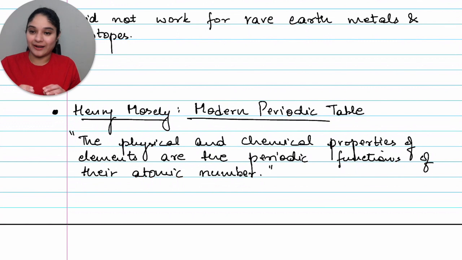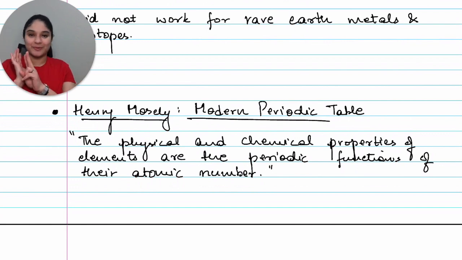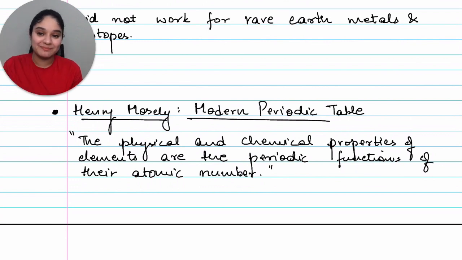This guy was smart enough. What he did was that since the last person said to put them in the increasing order of atomic mass, they'll start getting repeated. So he was like, okay, atomic mass is not working, let me put atomic number in that. So he started working on the atomic number. He simply put them in the increasing order of their atomic number, and he realized they were being repeated. So that was a great achievement for him.